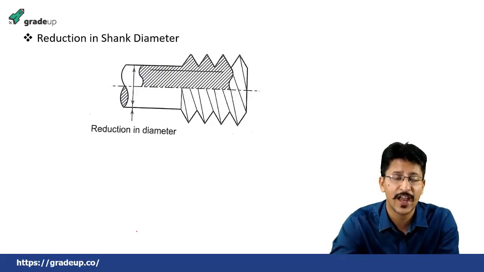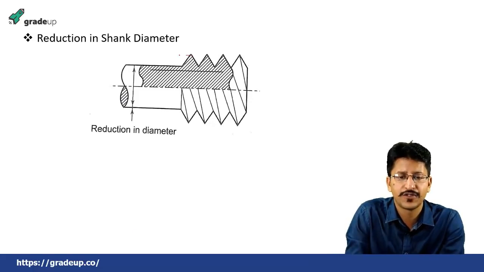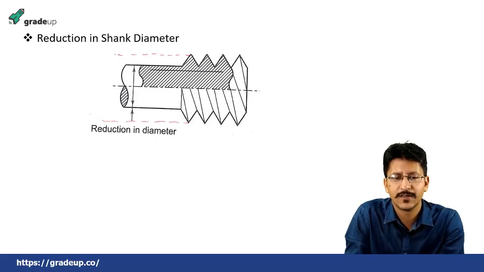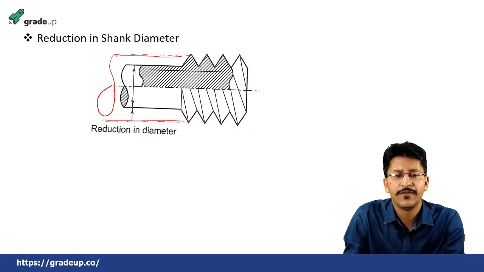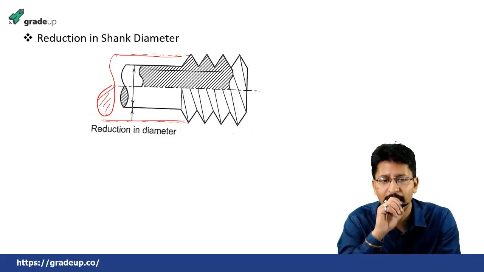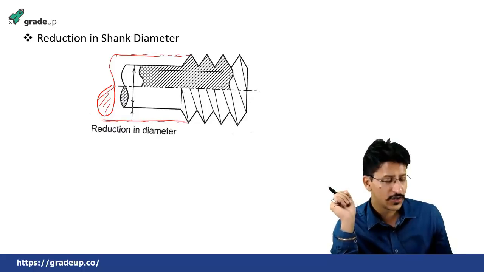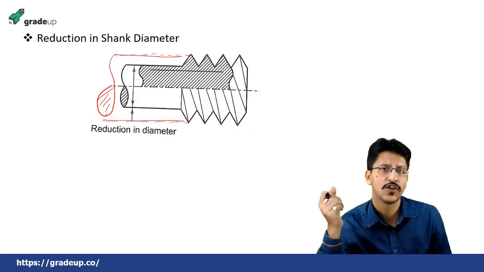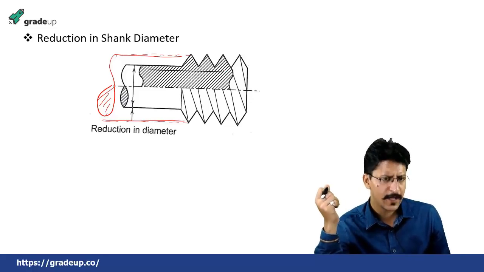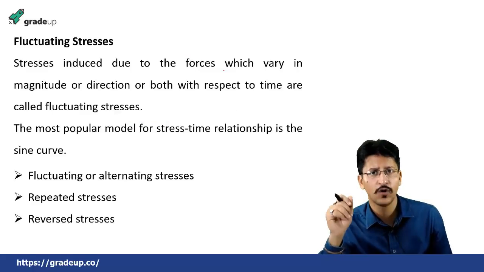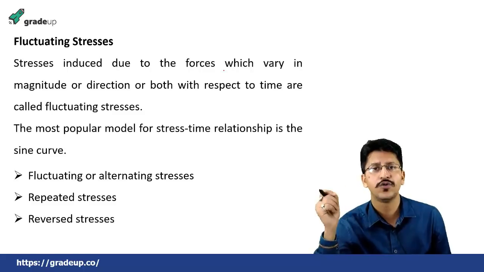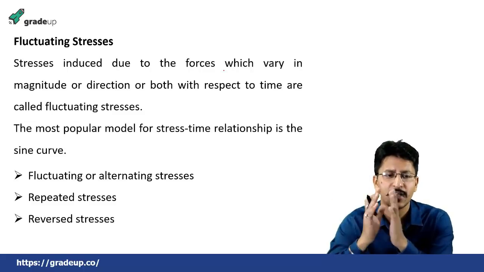The next one is the reduction in shank diameter. Earlier the shank diameter, if you see in the previous slide, is somewhat like this. This is also the shank diameter. But now what we did, we reduced the shank diameter to this much, so that the stress lines go straight. That is also a way to reduce the stress concentration, or to reduce the abrupt changes in the direction of the stress flow lines. Okay, so this was all about stress concentration and how to reduce its effects.